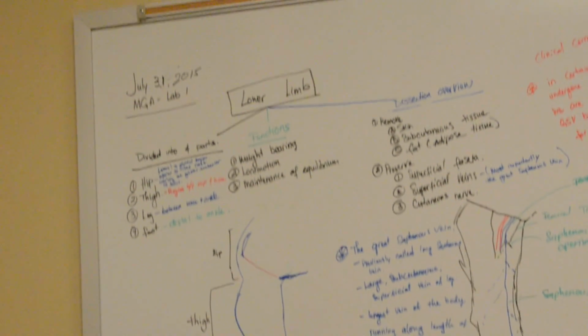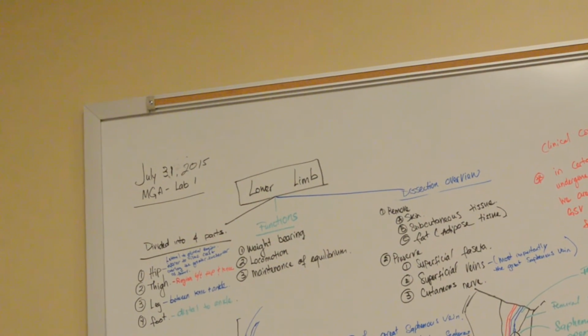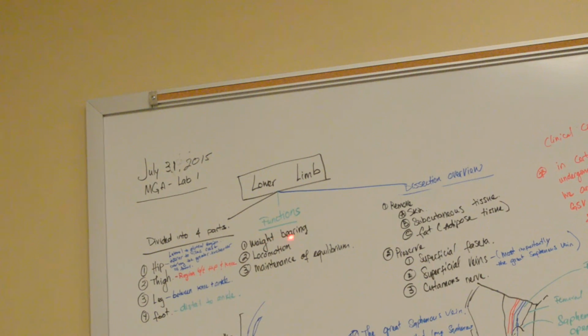Okay. Now the functions of the lower limb. The function of the lower limb is for weight bearing, for locomotion, and maintenance of equilibrium.